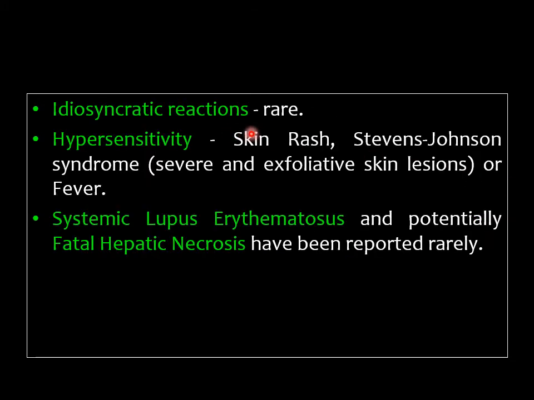Although rare, some idiosyncratic reaction is also observed with phenytoin. Apart from idiosyncratic reaction, there may be some allergic reaction, hypersensitivity in the form of skin rashes, or even Stevens-Johnson syndrome, which is a very serious one. There may be severe exfoliative type of skin lesion, or even fever due to allergic reaction to the drug. We have seen some systemic lupus erythematosus-like problem in a few patients with phenytoin. Or potentially there may be fatal hepatic necrosis, though rare, but observed.